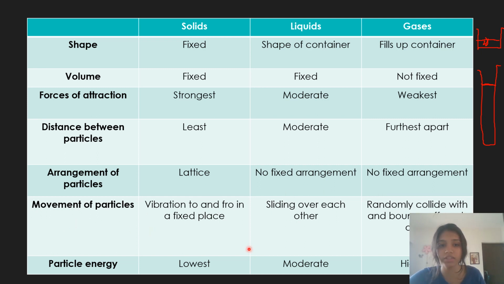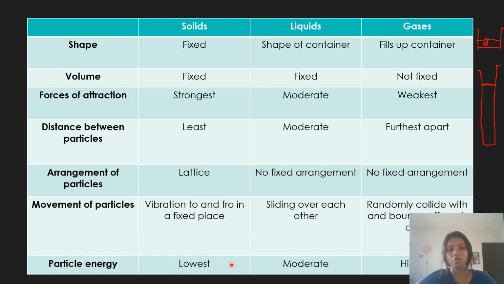Movement of particles. Solids vibrate to and fro in a fixed space. Why? Because they have the strongest forces of attraction and they are held together in a lattice. So they just keep vibrating in that one fixed place. Okay, they don't move. Liquids slide over each other, and that is what causes liquids to flow. Their ability to flow is caused by the particles of liquids having the ability to slide over each other. And gases randomly collide with each other and bounce off those surfaces, and then collide with the walls of the container that they are in and bounce off those surfaces as well. So they have random collisions basically.